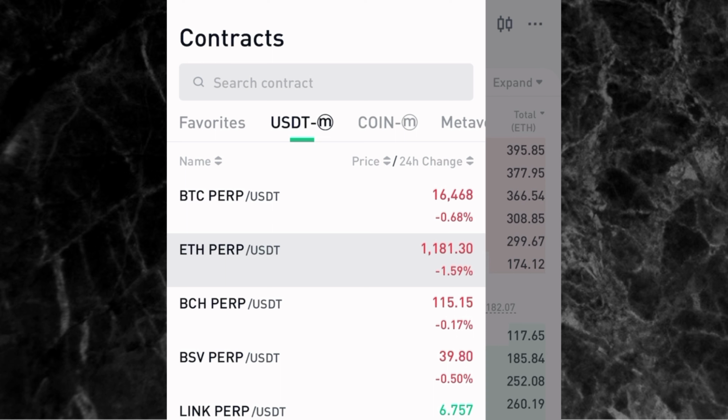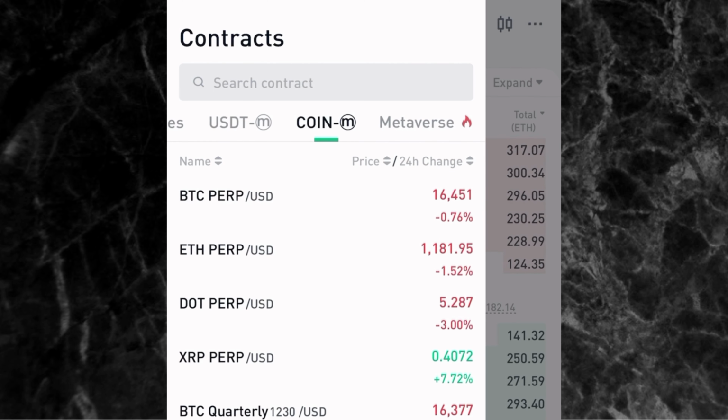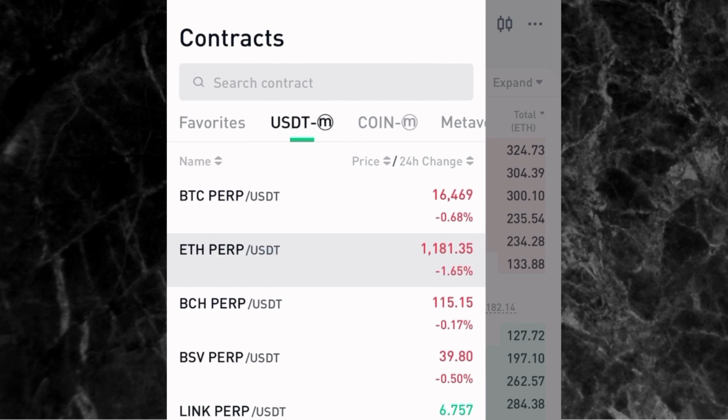Now, for the USDT-M, which is the most popular one, it means that you are using USDT to trade. While for Coin-M futures, it means that you are using a cryptocurrency to trade, a cryptocurrency like BTC, Ethereum, and so on. But the most popular one and the most common one is the USDT-M, and that is the one I always use. So that's the one I will also recommend to you to use. So for this video, I'm going to be picking ETH perpetual USDT to trade, which is where the arrow is pointing to right here. Then tap on it.